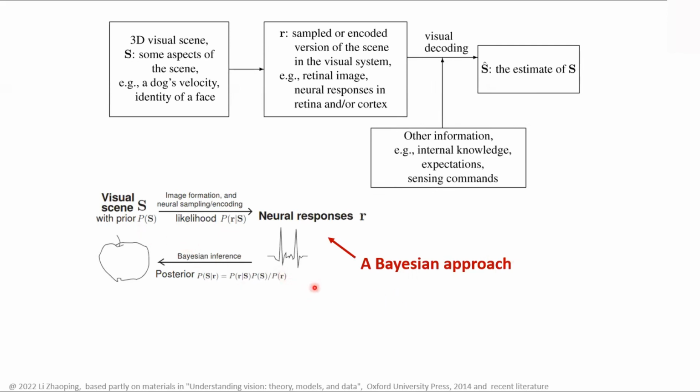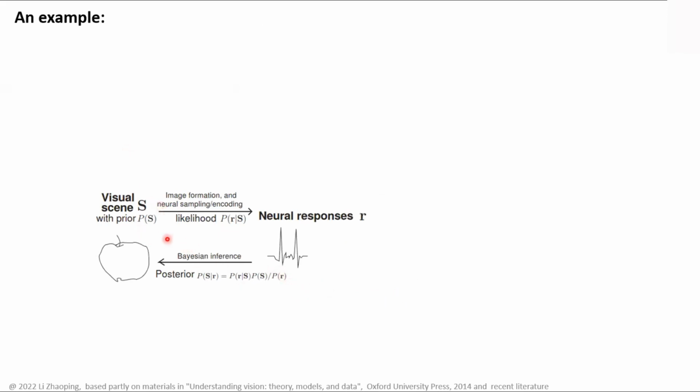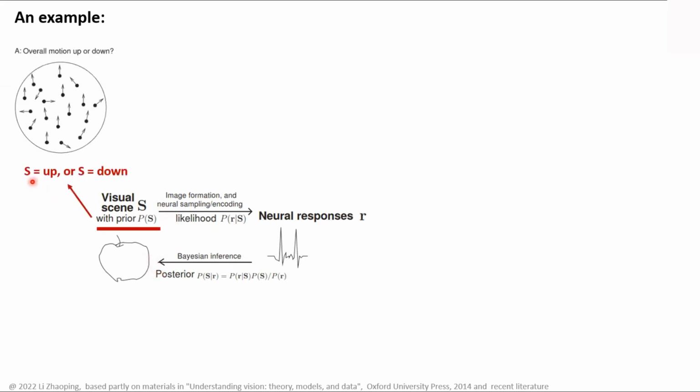So let me give you an example. Imagine that you have a scene. The only property you care about is whether a group of dots is mainly moving upwards or downward. There are randomly moving dots, but there's a trend of moving upwards, maybe in this example. So overall motion is upward or downward. So the scene has only 2 classification labels, up or down, okay?